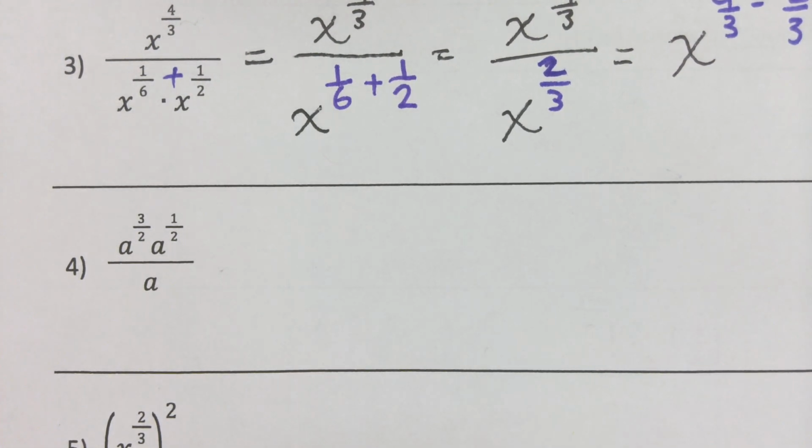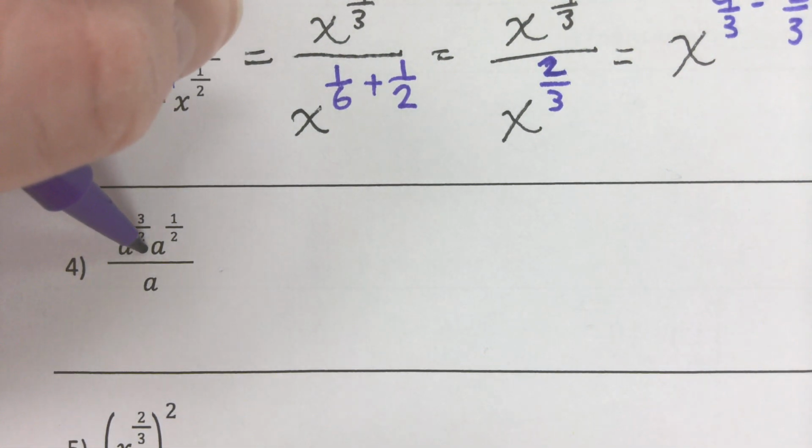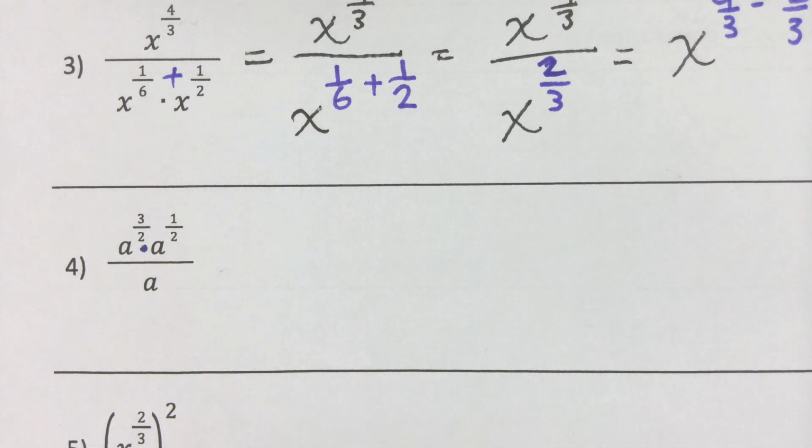Same type of problem. A to the 3/2, A to the 1/2 over A. When you have two letters written, basically smashed together, what does that mean? Yes, multiplication. We do it with letters and we do it with numbers and letters together. You just write them side by side. The multiplication is what's implied here.